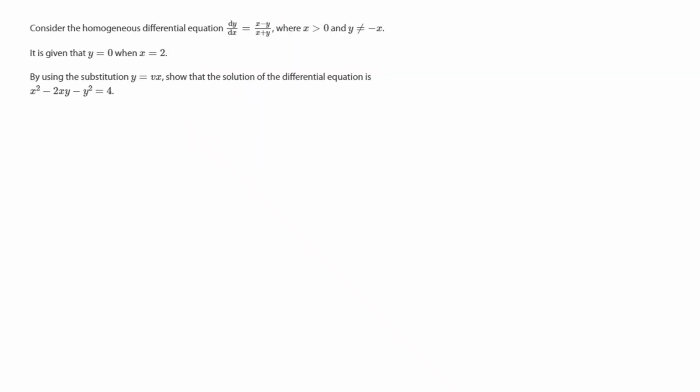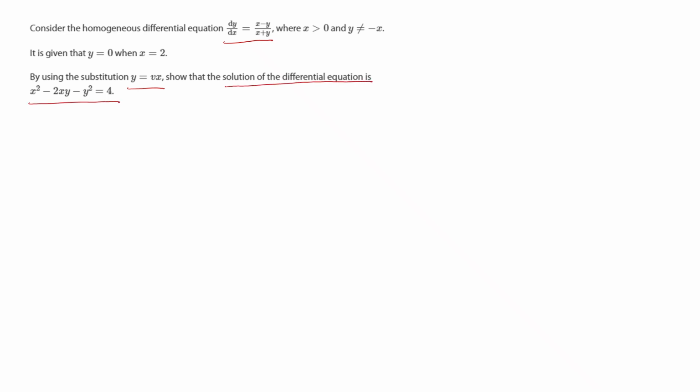Now let's see this question. It says consider the homogeneous differential equation dy by dx is equal to this, and we have to substitute y is equal to vx and we have to show that the solution of this differential equation is this.